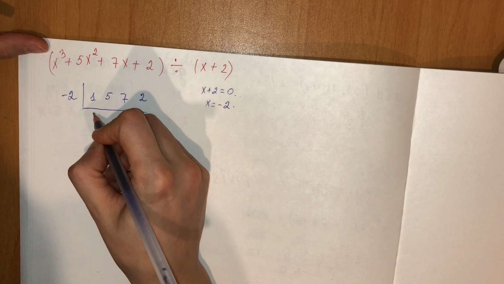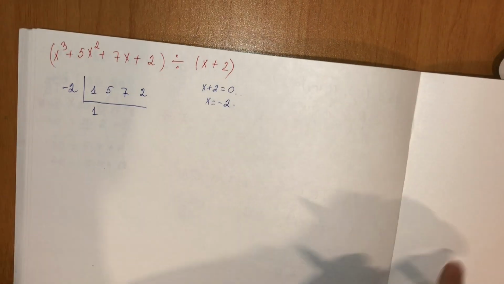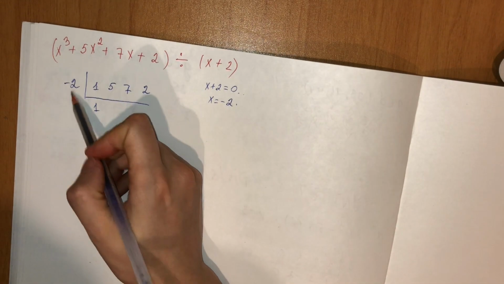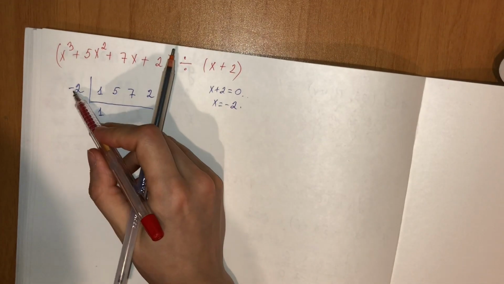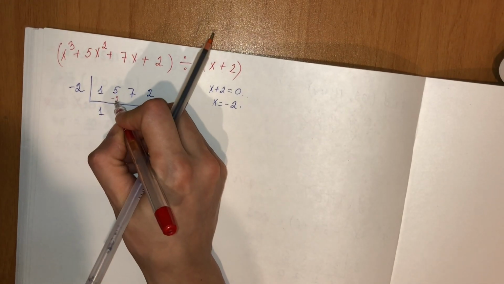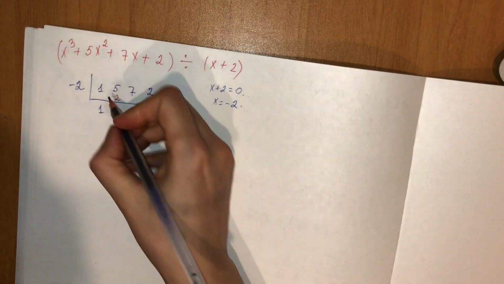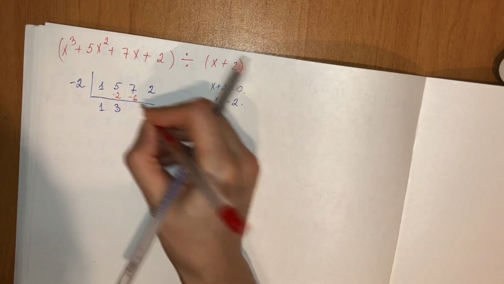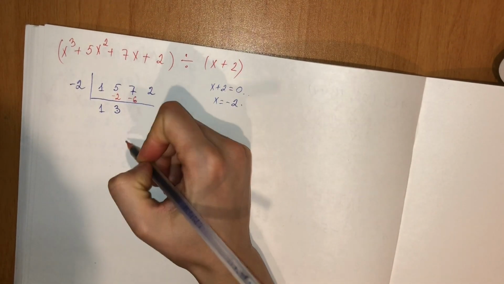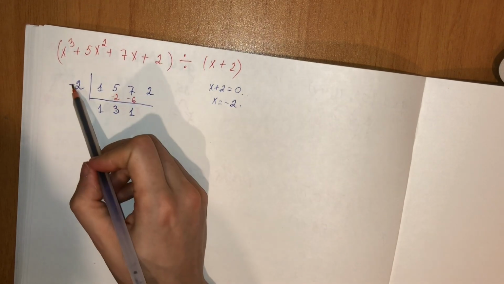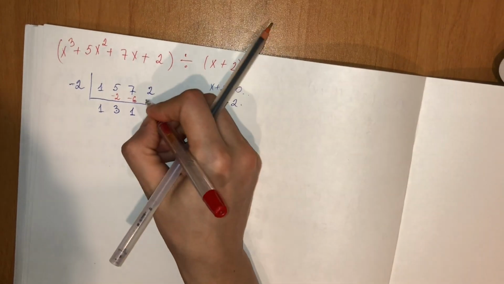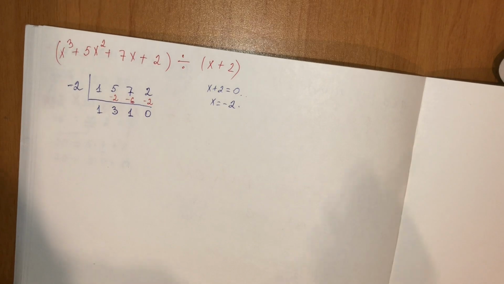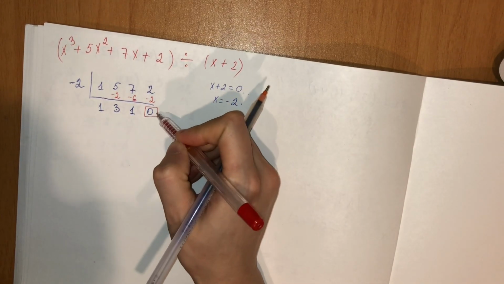We should write down 1 here and multiply it by minus 2. Minus 2 times 1 is equal to minus 2. If we add these two numbers, we will get 3. Minus 2 times 3 is equal to minus 6. And 7 plus minus 6 is equal to 1. And minus 2 times 1 is equal to minus 2. If we add these two numbers, we will get 0. Again, the last number is 0.